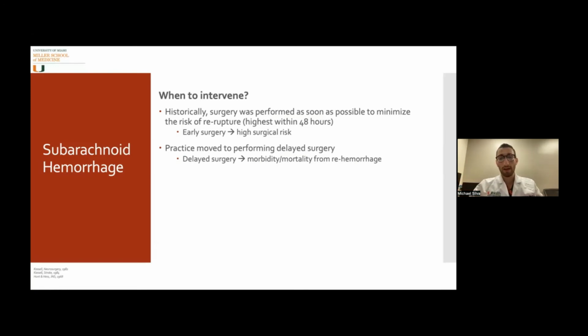And so the thought was that surgery must be performed as soon as possible in order to minimize that risk of re-rupture. And this re-rupture risk is highest within the first 48 hours. So surgeons were willing to assume whatever high surgical risks are associated with very sick patients with high-grade hemorrhages, in order to protect the patient and secure the aneurysm and protect the patient from a repeat rupture.